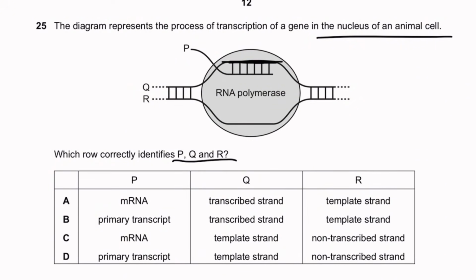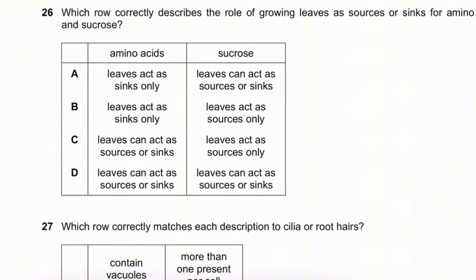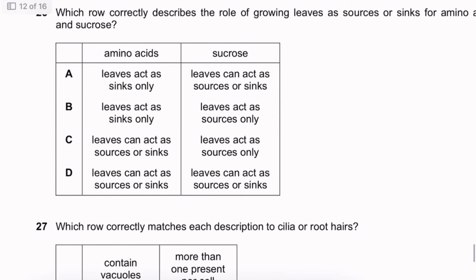So mRNA, it's not really mRNA, it's really the primary transcript, because it still hasn't undergone the changes that it needs to go through. So primary transcript, and Q is going to be the template strand. And the R is going to be the non-transcribed strand. Okay. Which row correctly describes the role of growing leaves as sources or sinks for amino acids and sucrose?